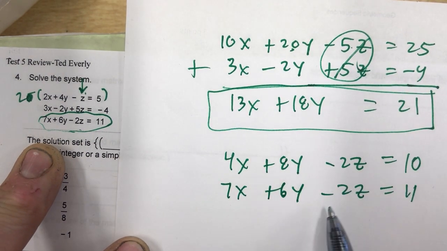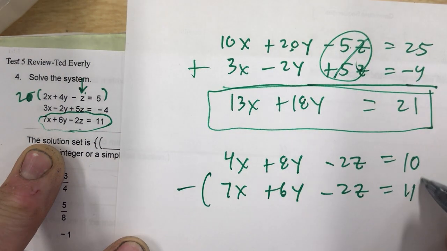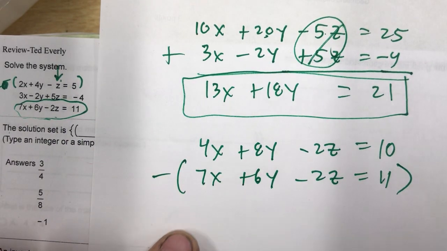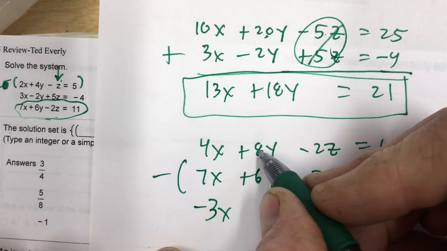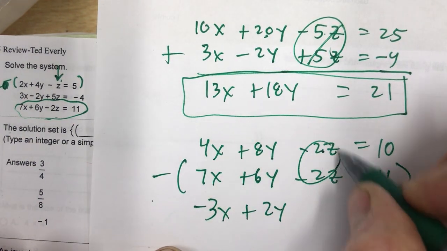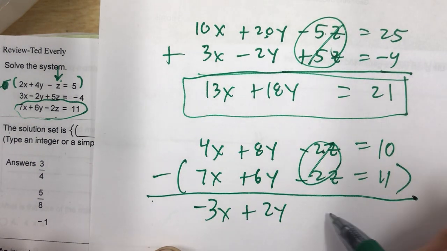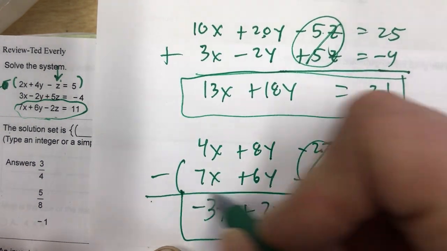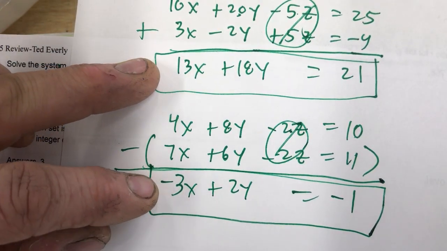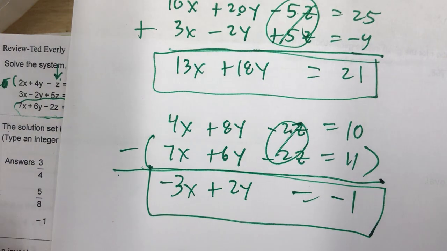Okay, and these are the same, so that means I need to subtract them. Okay, so 4 minus 7 is negative 3x. 8 minus 6 would be 2y. Negative 2z minus negative 2z eliminates. And then 10 minus 11 is negative 1. And there you go. There's my 2 equations with just 2 variables. Okay.